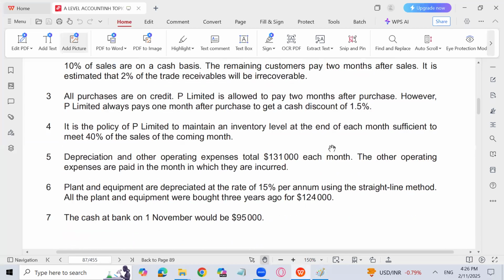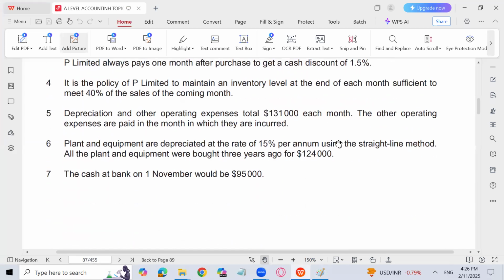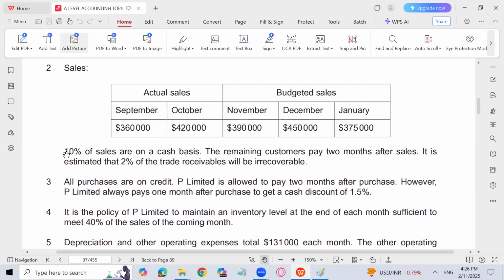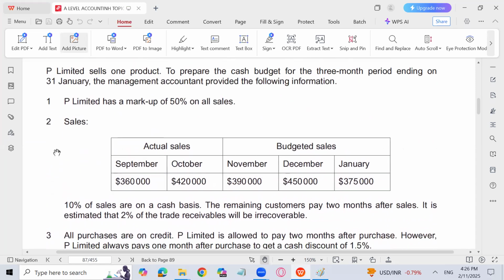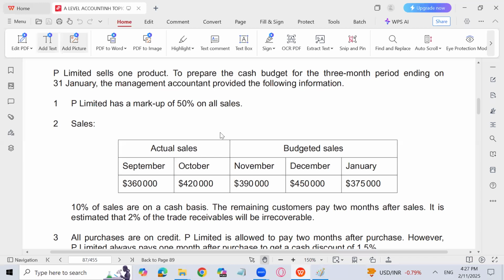So let's see any other receipts which we are receiving. Purchases, inventory, depreciation, plant and equipment. That's it. Nothing has been given. So we have to go for the cost of sales. So let's do that. Okay. Next, we have to find the cost of sales first. So let's find the cost of sales.